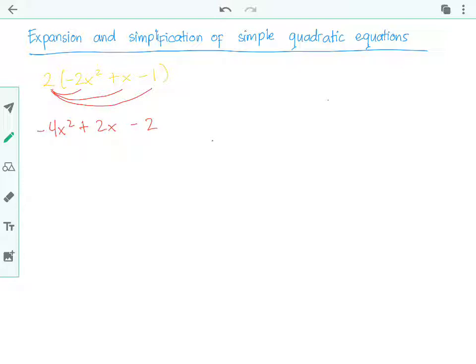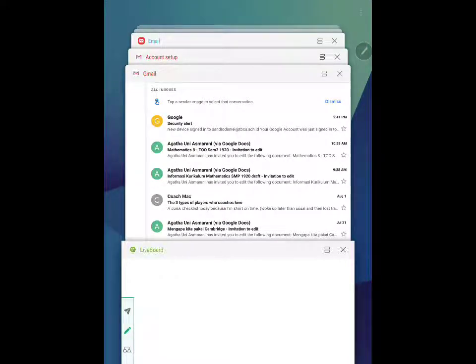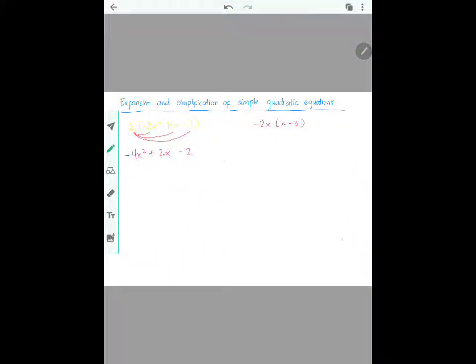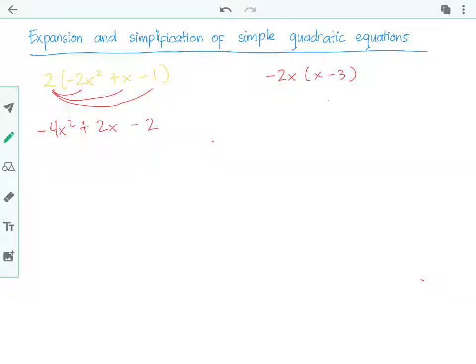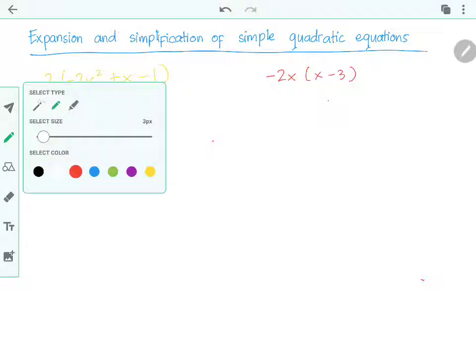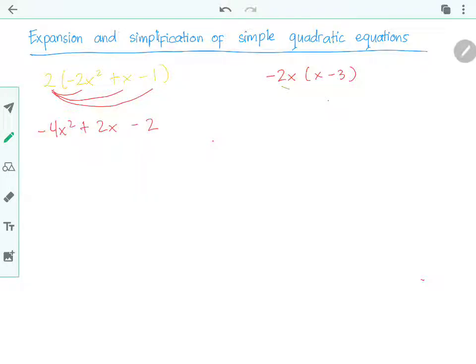Let's say I have minus 2x times x minus 3. What will we do? Okay, my bad, sorry. Minus 2x times x minus 3. What will we do? Still the rainbow method. So minus 2x times x equals minus 2x squared.